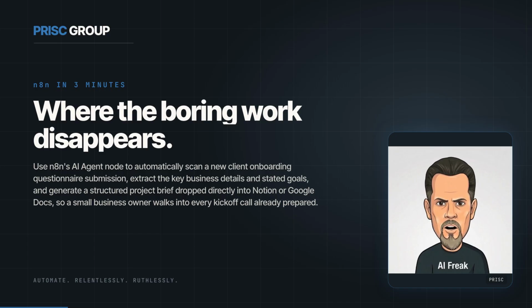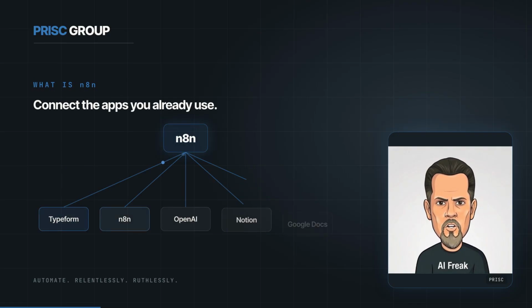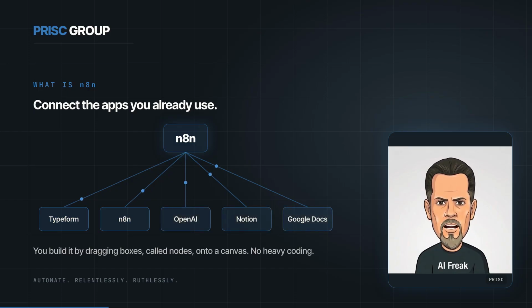n8n is a visual automation tool that connects the apps you already use. You build workflows by arranging boxes called nodes on a canvas, and each node does one specific job. Every workflow starts with a trigger, something that tells n8n to begin. After the trigger fires, each node runs in order, passes its result to the next node, and the chain keeps moving until the job is done.